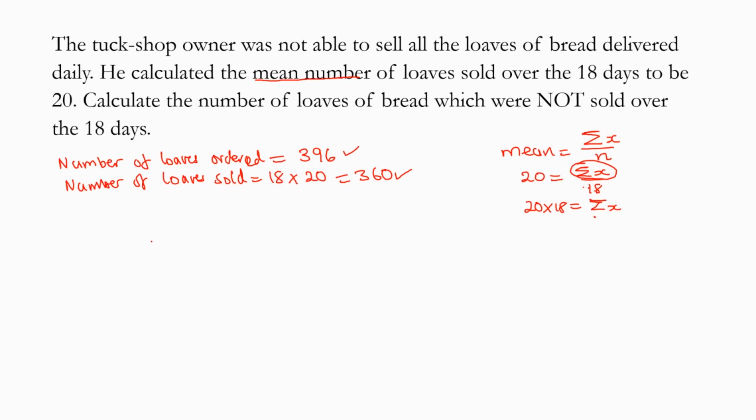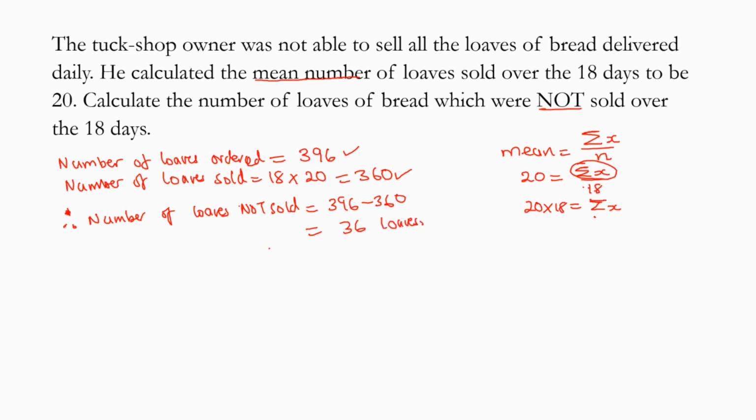Okay, right. So now, therefore, the number of loaves that were not sold over the 18 days. So therefore, number of loaves not sold is equal to 396 minus 360, which is 36 loaves.